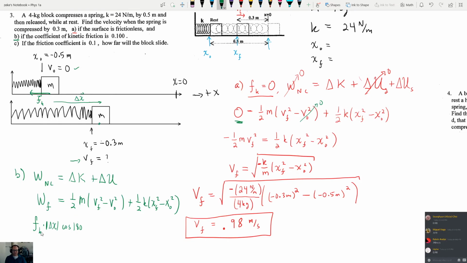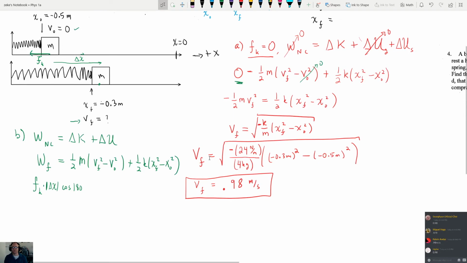So the left-hand side of our equation is going to be friction force times delta x times cosine 180. And we're saying the coefficient of friction is going to be 0.1. So all of this will be equal to the right-hand side. The initial velocity is still 0. Let me scooch this over to the left so we have some room to write. So we have, on the right-hand side, 1/2 m v f squared plus 1/2 k.